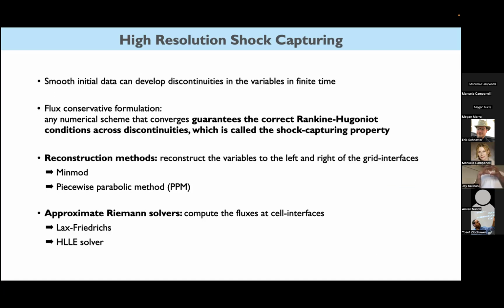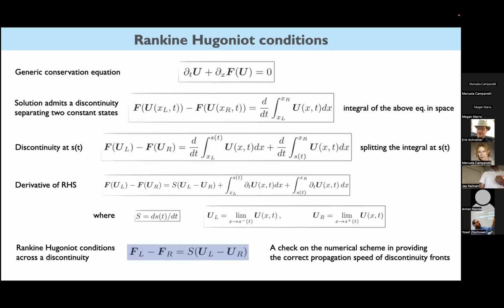The first step is to reconstruct your primitive variables, for instance, to the left and right faces of the grid cell. And typical schemes used for this are the second order accurate minmod or the third order accurate piecewise parabolic method. And then once you have reconstructed, you can solve them by applying approximate Riemann solvers. And typically used in the literature are the Lax-Friedrichs or the HLLE solvers.